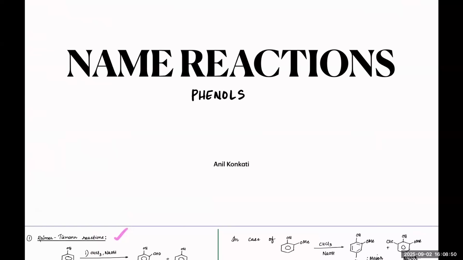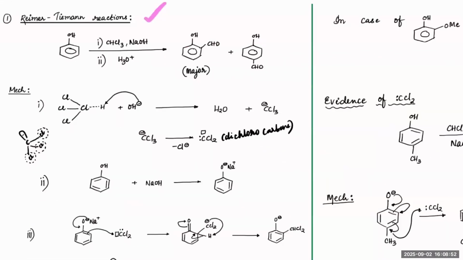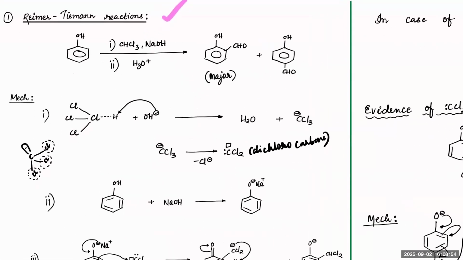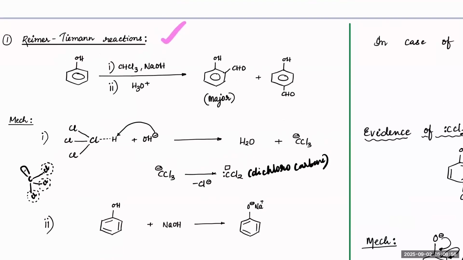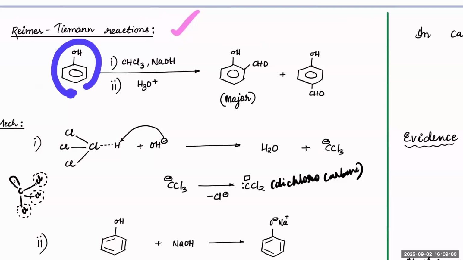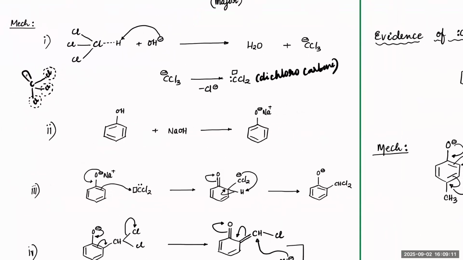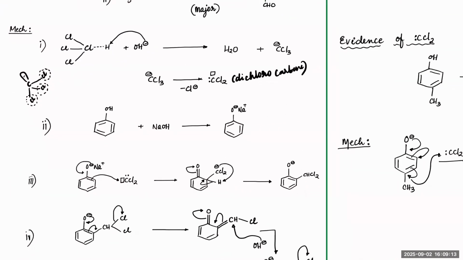Right. Here. These are all the name reactions. You can see first, starting with the Reimer-Tiemann reaction. The Reimer-Tiemann reaction is when you have a phenol react with chloroform in the presence of NaOH, and after that the second step is hydrolysis. See the mechanism here. The mechanism is usually asked in JEE. So learn the mechanism thoroughly here.